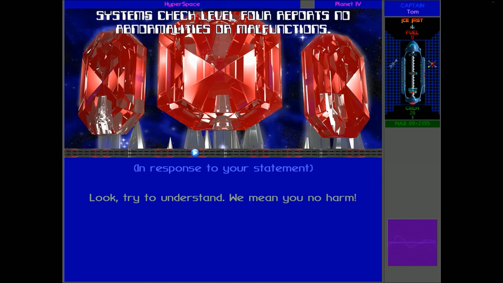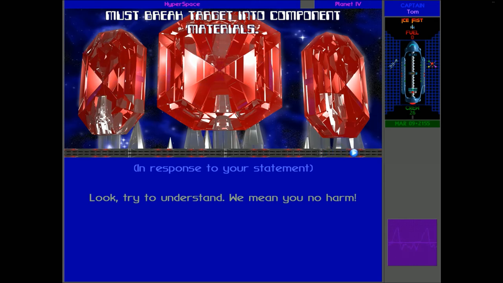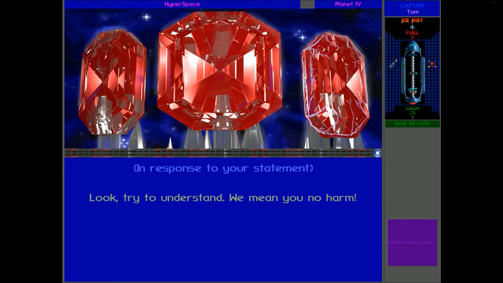Checking. Systems check level 4. Reports no abnormalities or malfunctions. Priority override. New behavior dictated. Must break target into component materials. And here we go again.